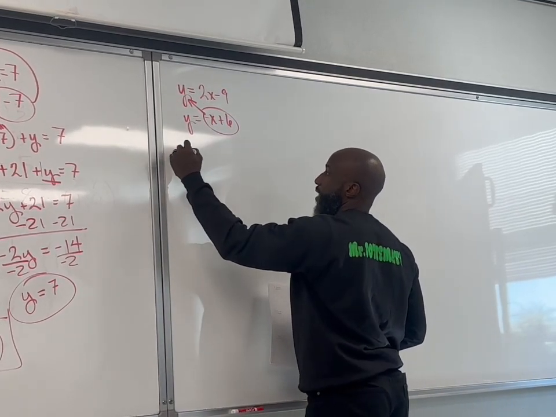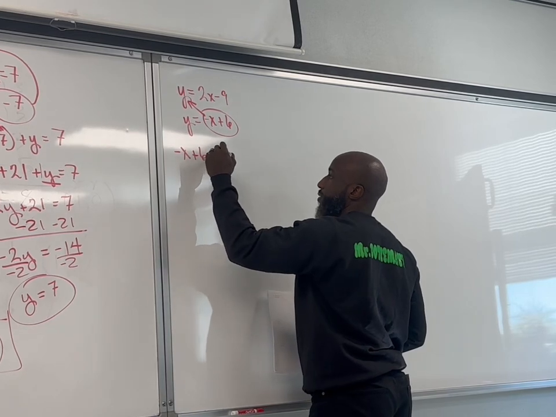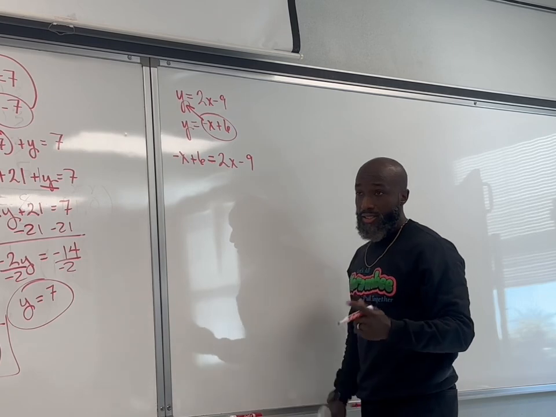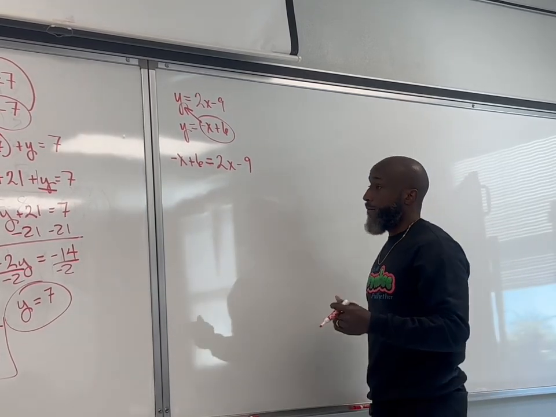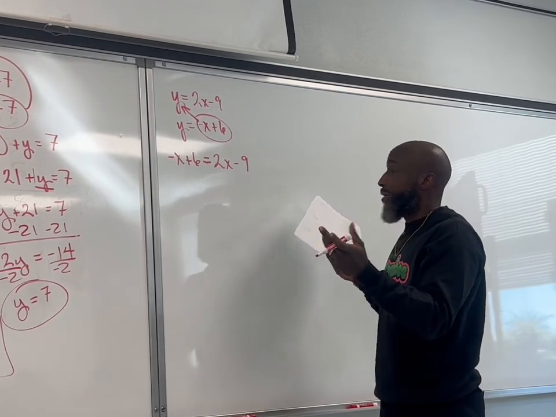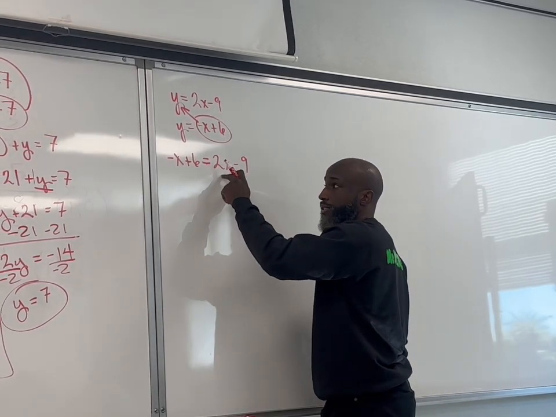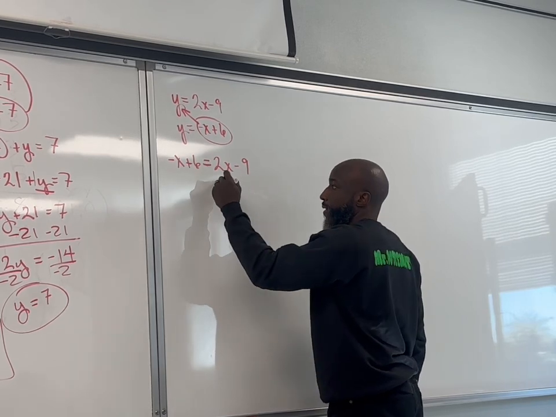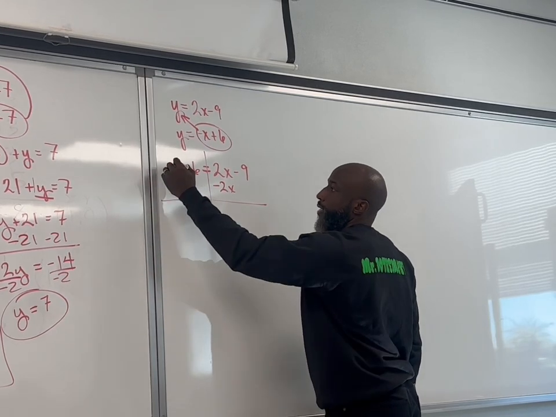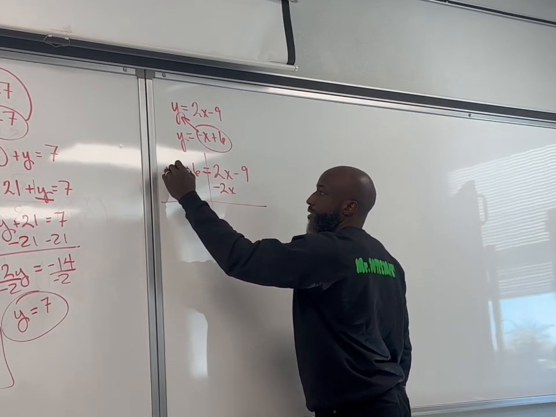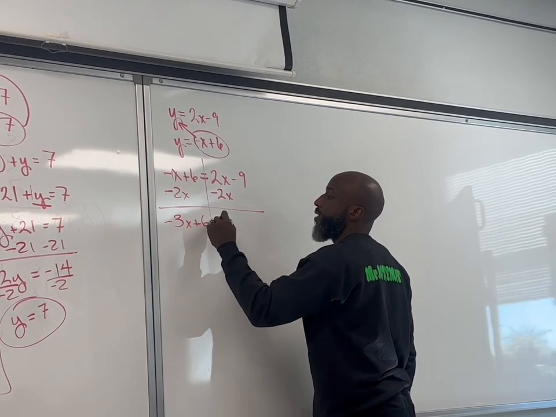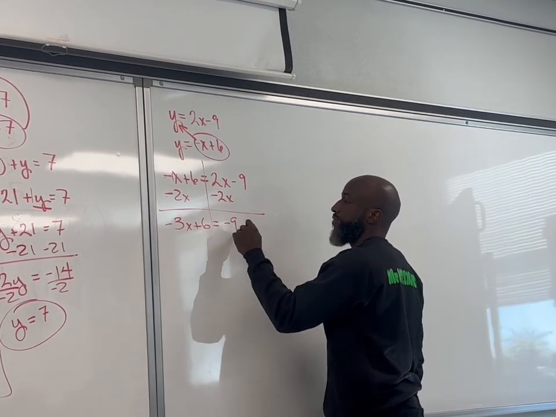So we're going to have negative x plus 6 equal to 2x minus 9. All right, please pay attention to this because you're going to see this on the test. Now from here, we're going to solve. We're going to put our like terms together, right? So we can move this 2x over here by subtracting. This is from chapter 1, right? Negative and a negative, same sign, add and keep. So we got negative 3x plus 6 equals negative 9.